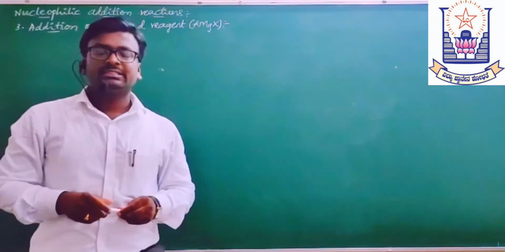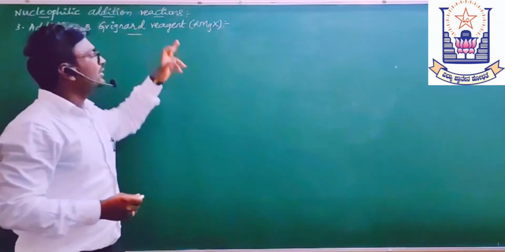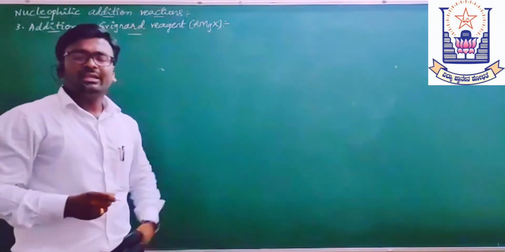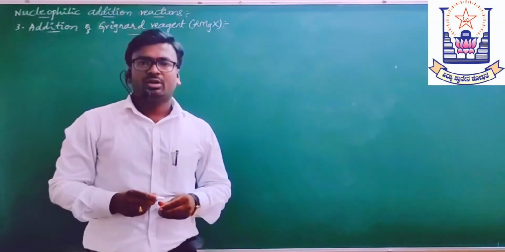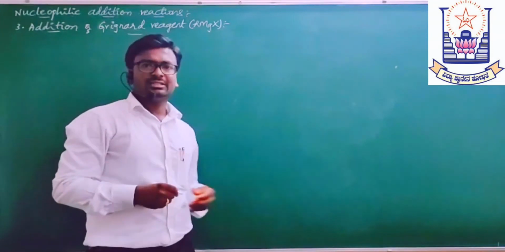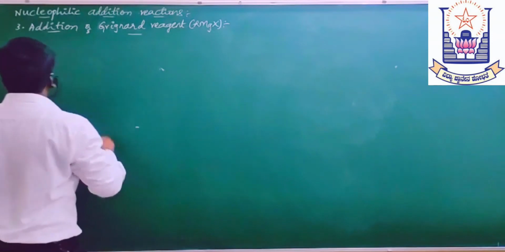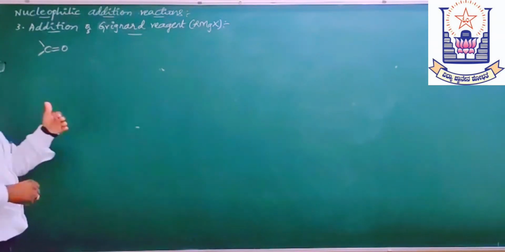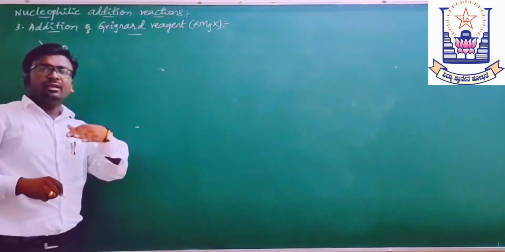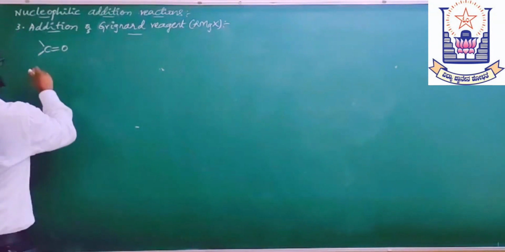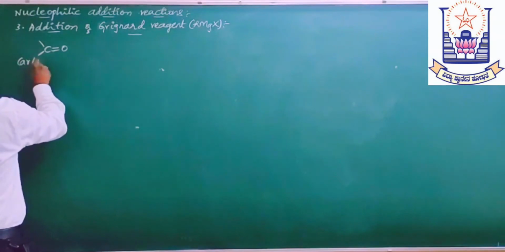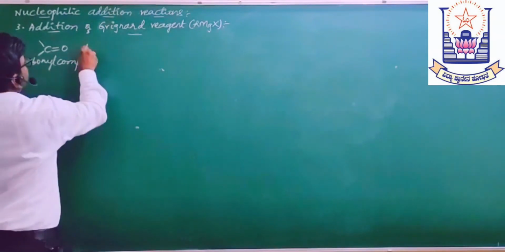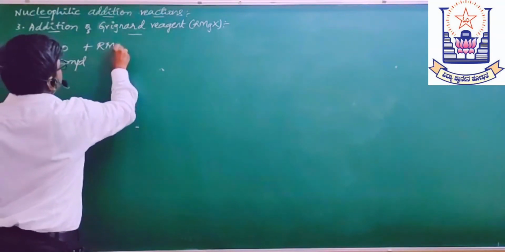Now let us discuss the addition of Grignard reagent to carbonyl compounds. It is already discussed in the chapter called alcohols. Okay. Let us discuss once again. Take the carbonyl compound. It may be an aldehyde or ketone. To this add Grignard reagent.